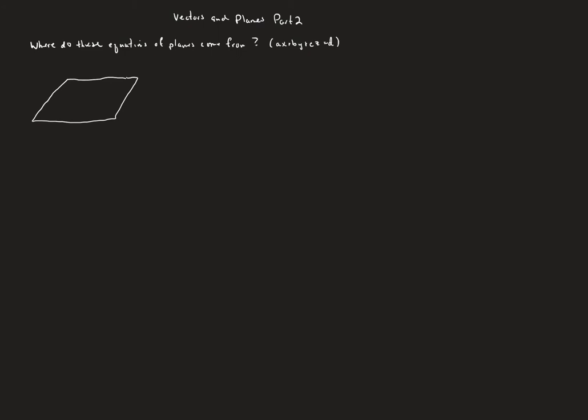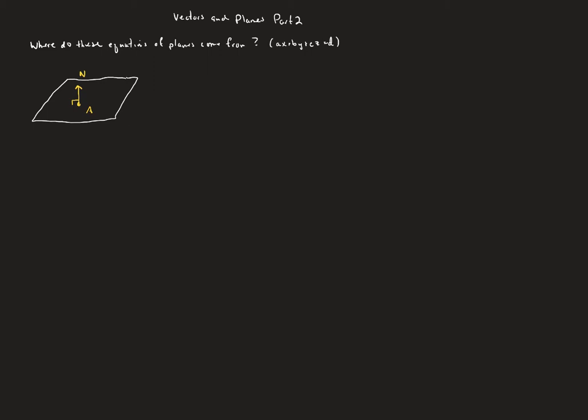If we take any point in the plane, so this parallelogram is supposed to be a plane, kind of like a magic carpet that goes forever. Now imagine that this is a point in the plane A, and then we look at a vector that is perpendicular to the plane itself, and I'm going to call that n.